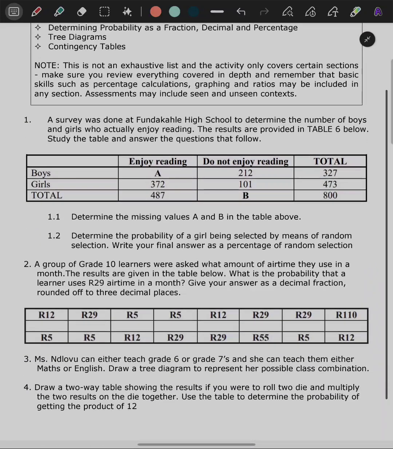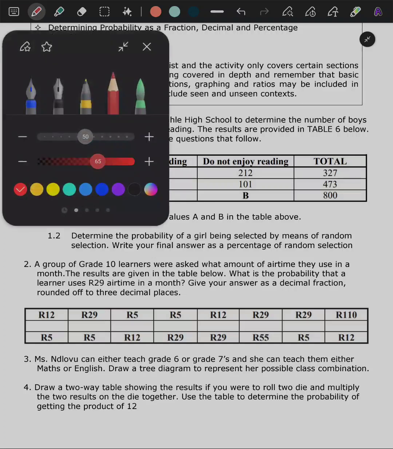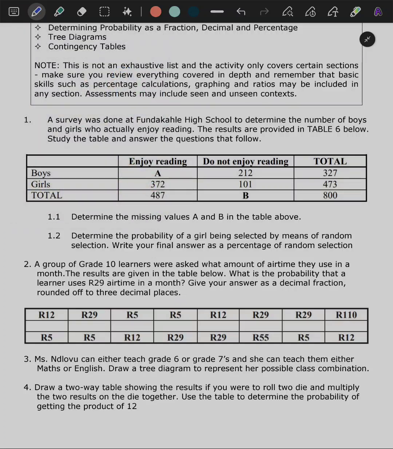The first question here is a survey at Fundakale High School, describing the number of boys and girls who enjoy reading in the table. They want us to work out the missing values for A and B. If we look at where A is sitting, when we have contingency tables, we've got the total row at the bottom, and the total at the end of each row. So you can pick which one you want to use. But the main thing is that things are adding up to get to that total, so we can subtract to work backwards. So I'm going to use this bottom 487.